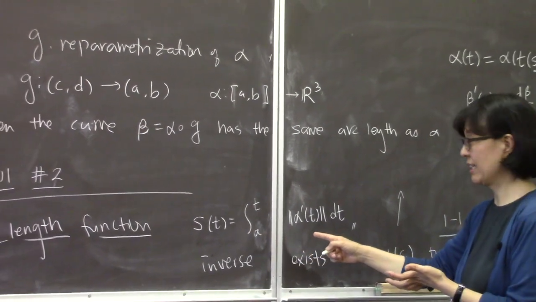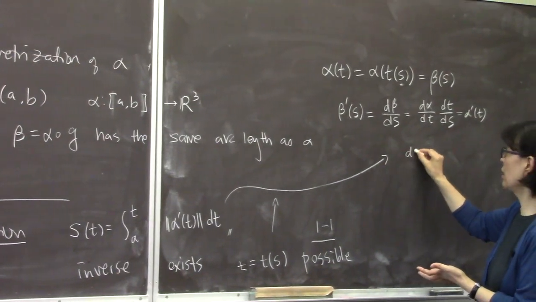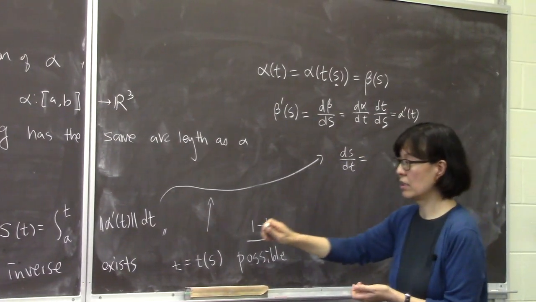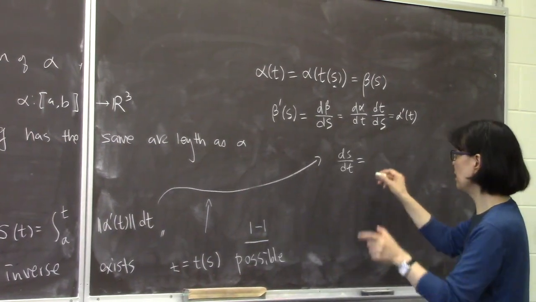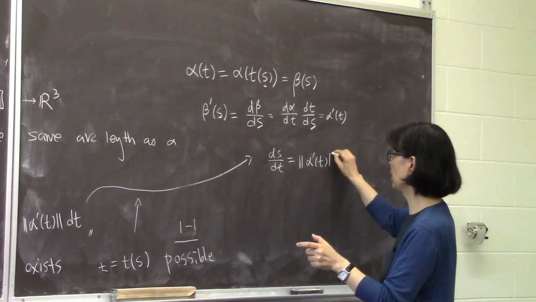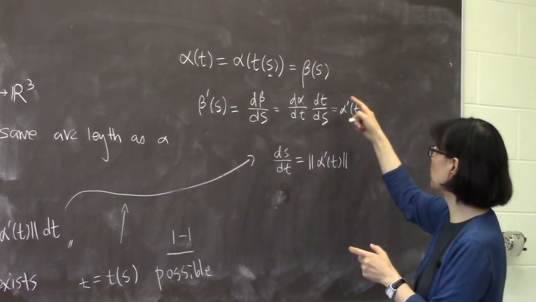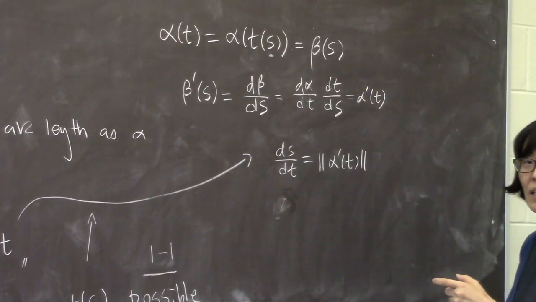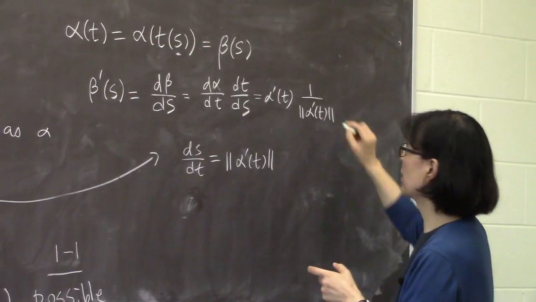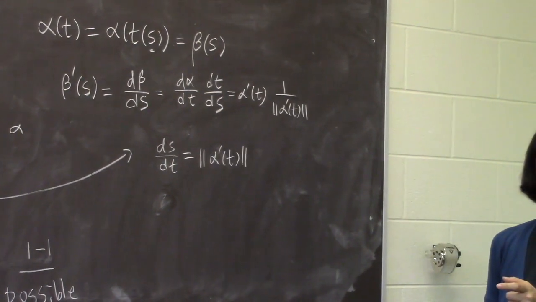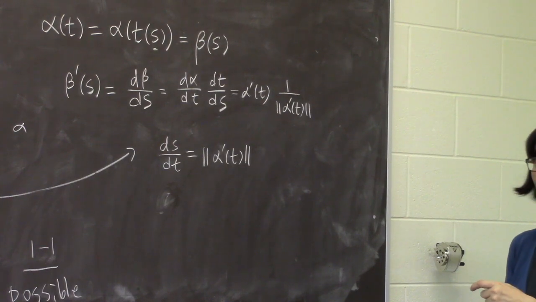Here, by definition, ds dt, the derivative of s with respect to t, is the magnitude of alpha prime of t, and it is never zero, right? So what is dt over ds? It is 1 over the magnitude of alpha prime of t. That is the unit tangent vector.